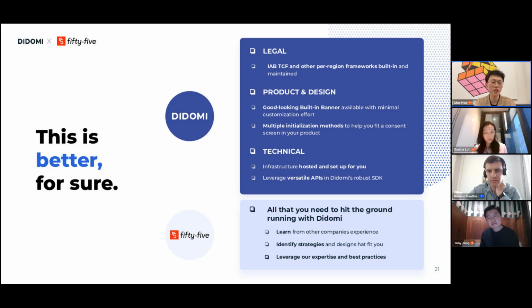On the product and design side, you have a built-in banner designed by Didomi to be compliant as well as good looking. And then you have multiple initialization methods to help you fit a consent banner into your product and fully integrate it. And on the technical side, I'm a developer myself. I have to say Didomi's SDKs are just a breeze to use. And then it has infrastructure set up and hosted for you within the EU region. And you can leverage their versatile API with their robust SDKs.